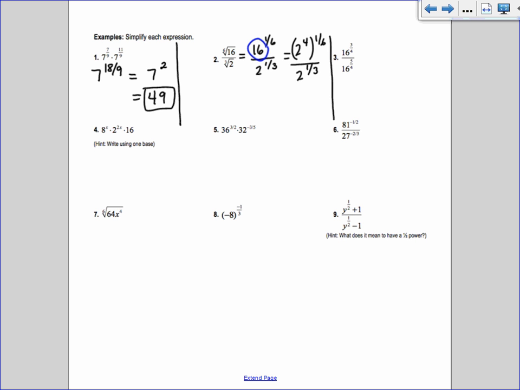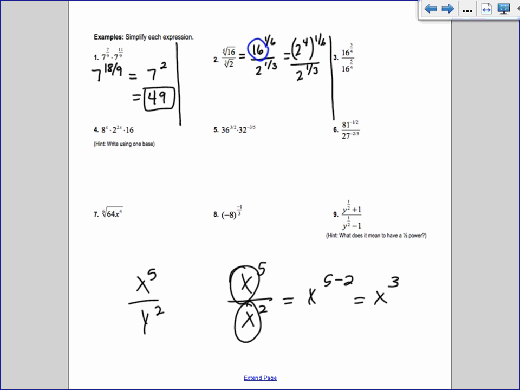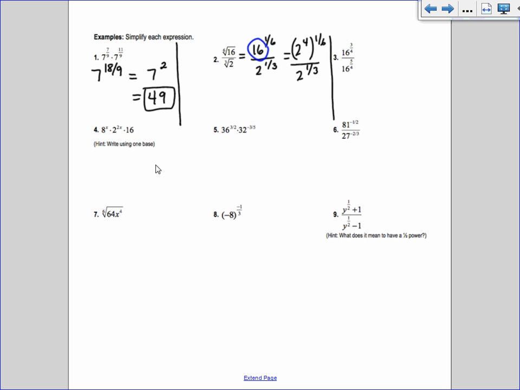Because I need them to be the same base. Kind of like when we first learned in section 5.1, x to the 5th over x squared, you could say x to the 5 minus 2, or x cubed. These were the same base, right? You had x and x. That's the only reason you could do that. You wouldn't be able to combine something like that and just subtract your powers if they don't have the same base. They were 2 and 16, so we need to change them so that they're the same.